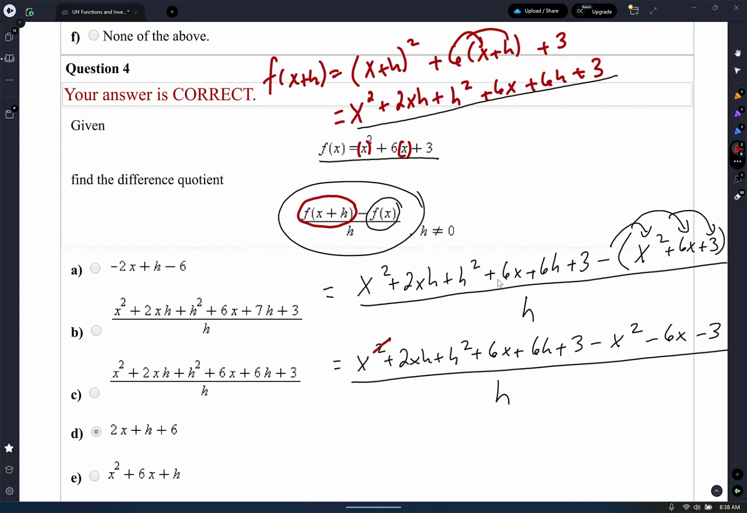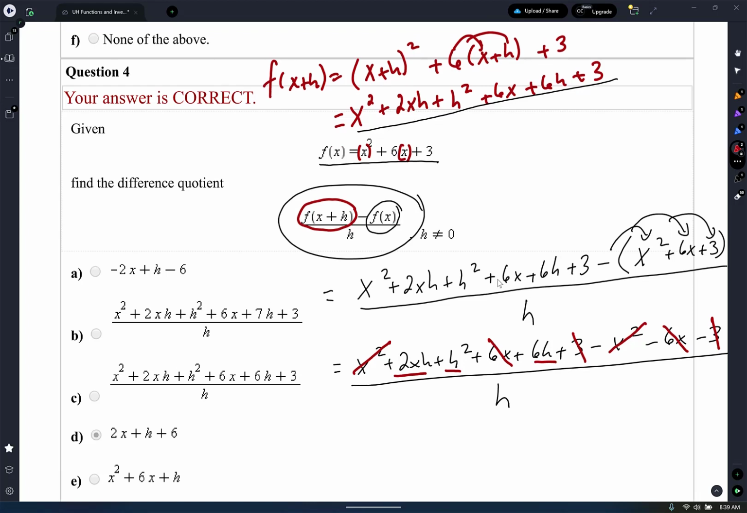All right, from there, look at this. I have a positive x squared and a negative x squared. Those zero out. I have a positive 6x and a negative 6x. Those zero out. I have a positive 3 and a negative 3. Those zero out. I want you to observe that every term that you have left has an h on it.